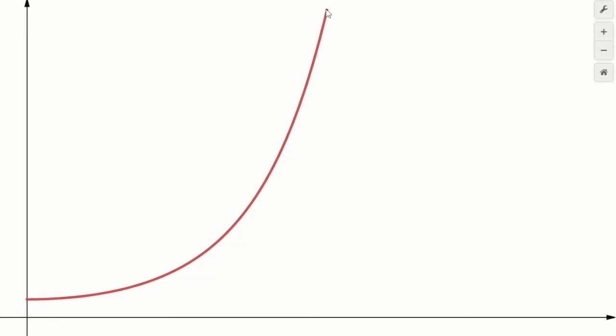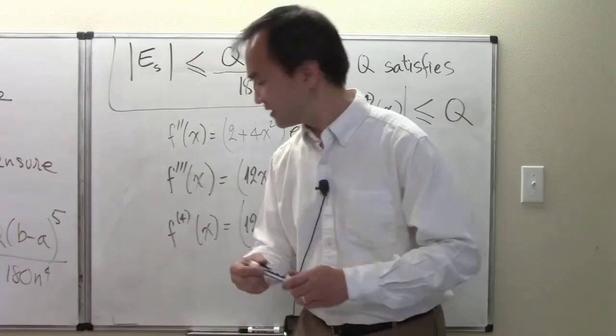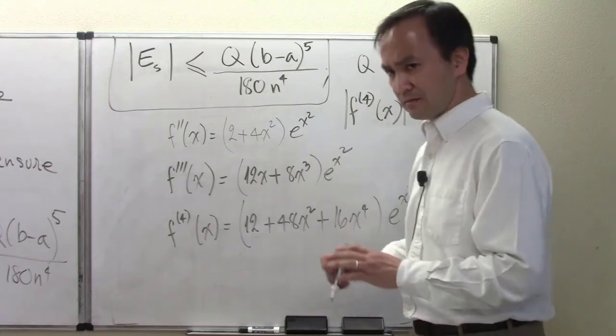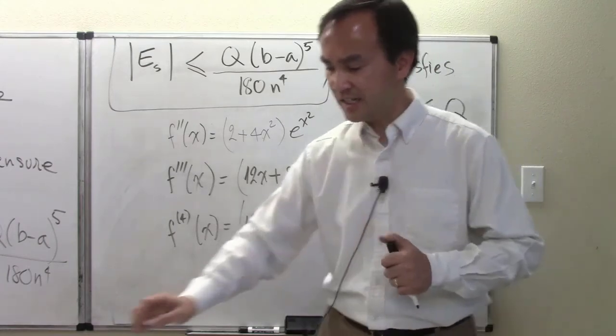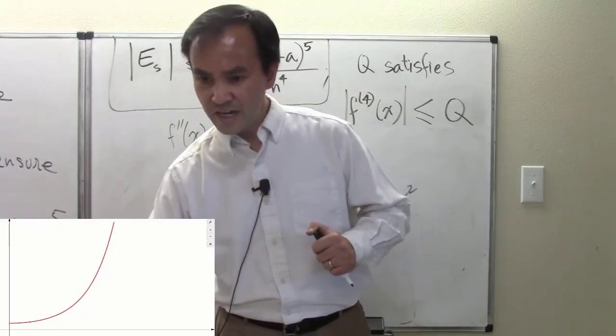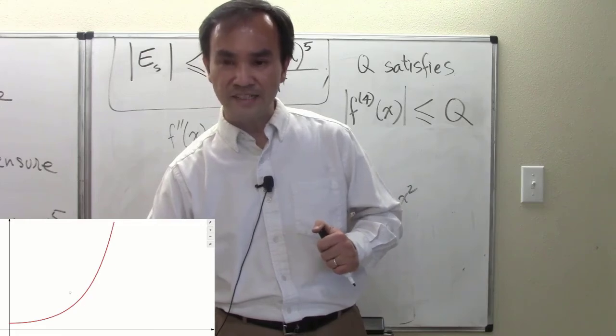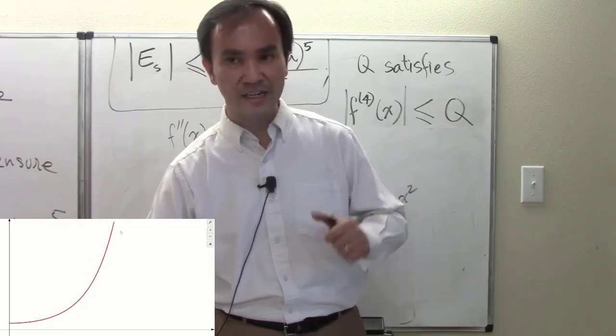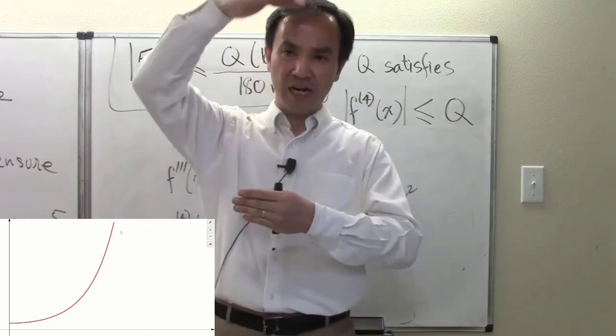That has to be our maximum in this interval, the maximum of the fourth derivative of our f of x function. And so from that graph, here's how I can find Q. On the graph earlier, you can see that the entire graph, at least in the interval from 0 to 1, is above the x-axis.